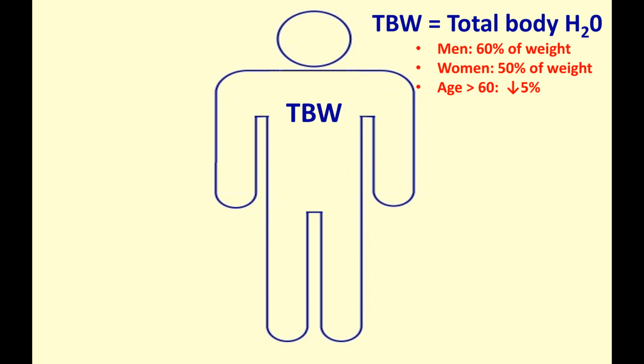So for a typical 70 kilogram man, 60% of his body weight will be water, so 60% of 70 kilograms is 42 liters. What would happen if this man lost 1 liter of total body water? His total body water would go from 42 to 41 liters. But in the context of secretory diarrhea, what would be the clinical manifestations?